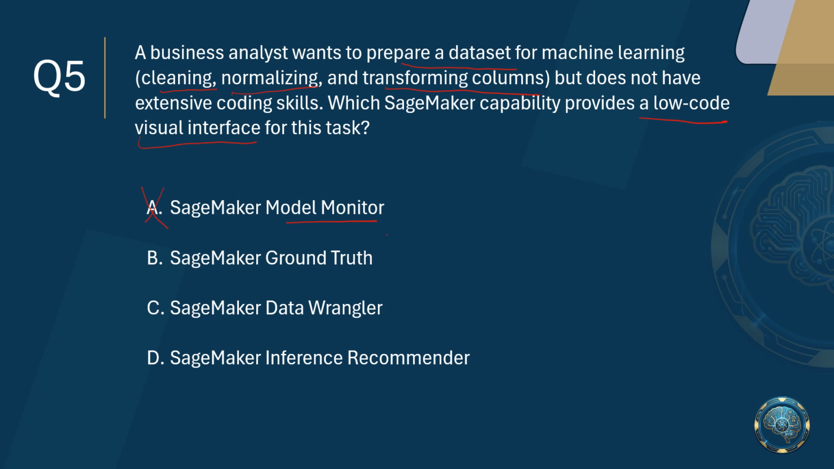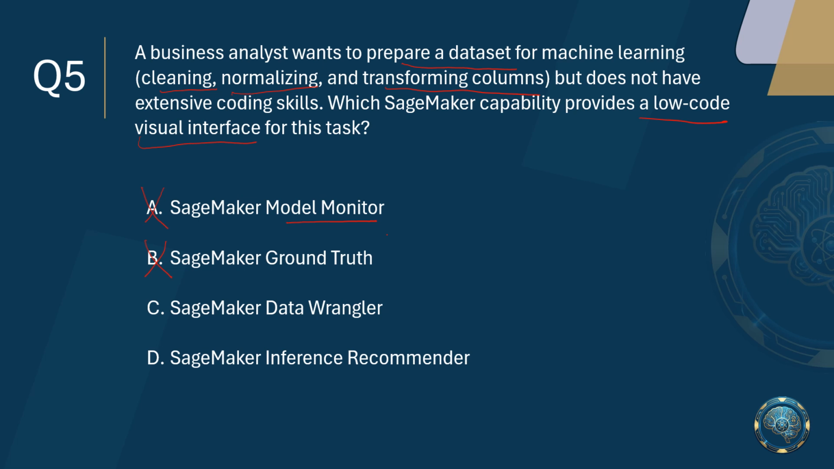Option B, Ground Truth. Yes, this is closest to data preparation, but in a different context. For Ground Truth, we need to have two keywords. One is high quality data set. The second keyword, human in the loop. We don't see anything like that. So option B is the least likely option, so I strike it out directly. Option C, Data Wrangler, let us put that on hold for a minute.